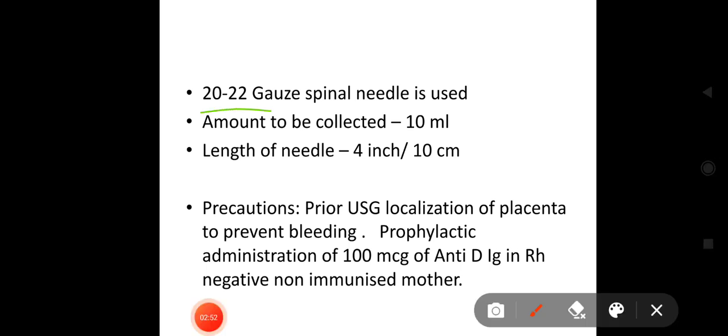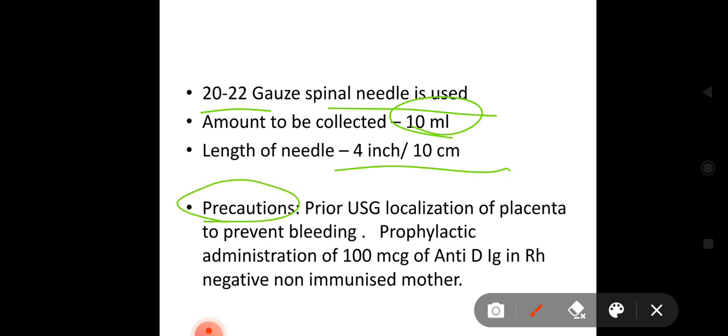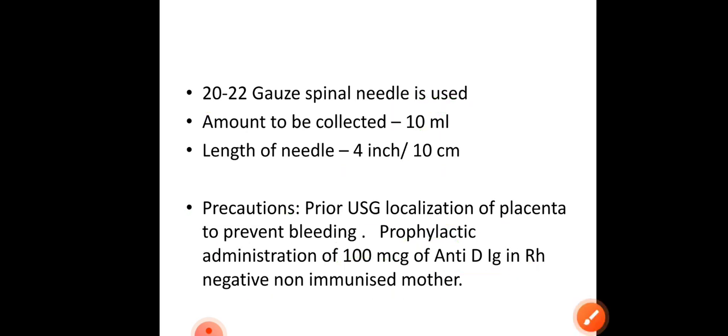Now a 22 gauge spinal needle is used. Amount to be collected is 10 ml. Length of needle is 4 inch to 10 centimeter. And precautions to be taken while doing amniocentesis: prior USG localization of placenta to prevent bleeding, and prophylaxis is given. 100 microgram of anti-D immunoglobulin in RH negative non-immunized mother is to be given.